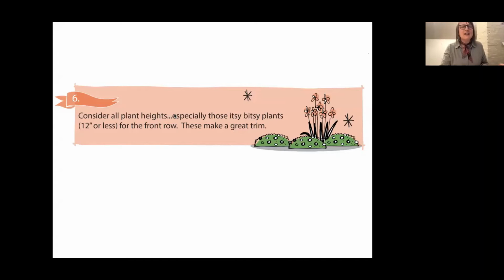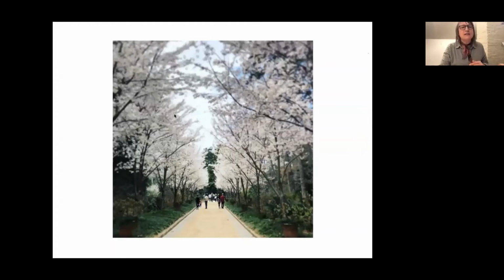Okay, next thing, heights. Make sure you consider all different heights of plants. I think we're really good at doing the taller plants. What I don't want you to forget are the small plants in the front. This is at Duke Gardens in North Carolina, and you can see these really small plants in the front. Don't forget about those plants.